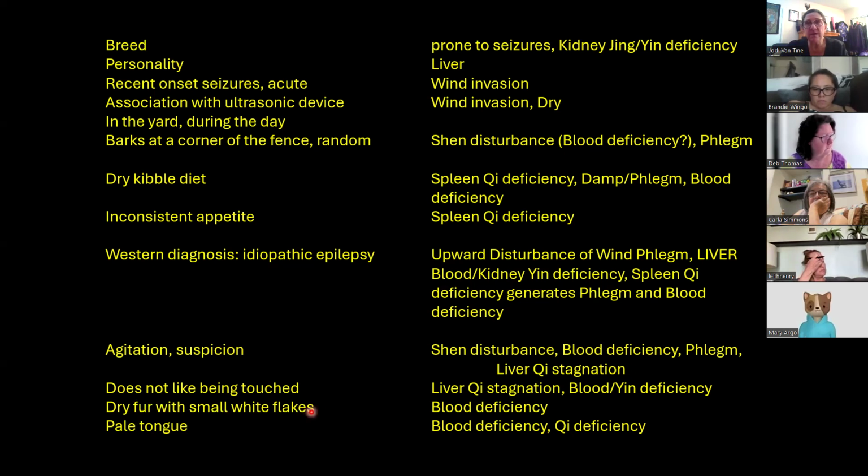Sometimes you'll see flakes and discharge, or flakes really in crusts that are kind of brown or gray, kind of big. Those are going to be more damp and damp heat. And that is different from a blood deficiency where you have dryness and you have dry fur because blood nourishes the hair follicles, and then the flakes are small and white.